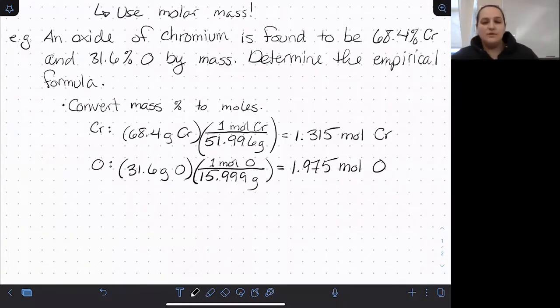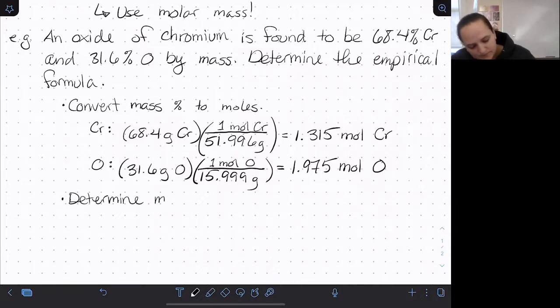Once we've converted mass to moles, what we need to do is find the ratio. Because that's what our empirical formula really represents, the ratio of atoms: for every one of these we have 2 of these, or for every 3 of these we have 7 of these, whatever the case may be. We're determining the ratio between those two things. So it doesn't really matter how many specific moles you end up with. What matters is the relative amount of moles.